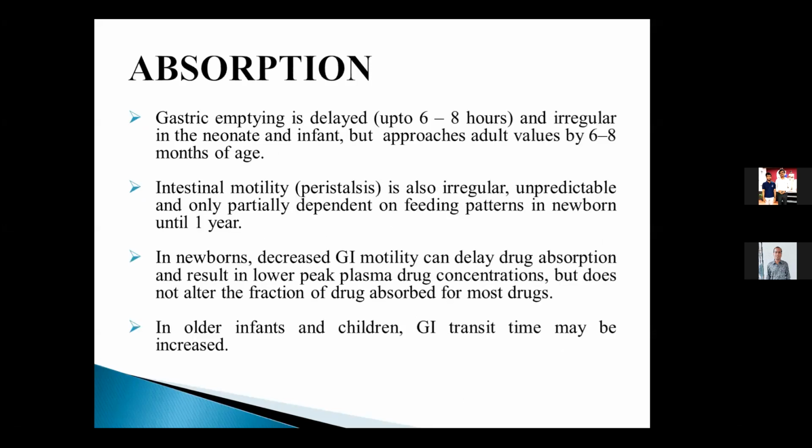Gastric emptying is delayed, up to 6 to 8 hours, and irregular in neonates and infants, but approaches the adult value by 6 to 8 months of age.